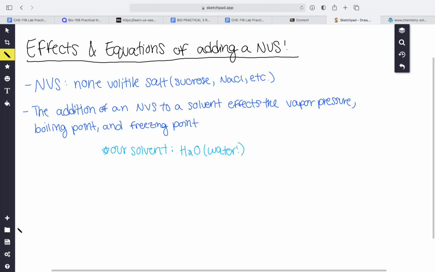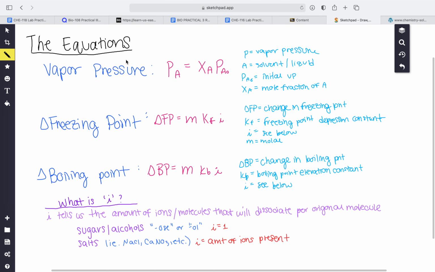Let's now talk about the equations that we're going to be looking at. Same thing, we're using vapor pressure, freezing point, and boiling point. One thing to note about the freezing point and boiling point ones is that they are the change in the freezing point and the boiling point. So this just gives us the amount that something changes.